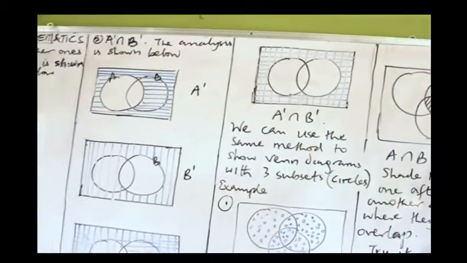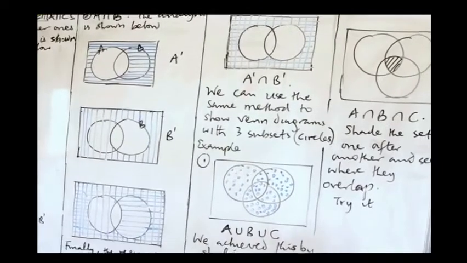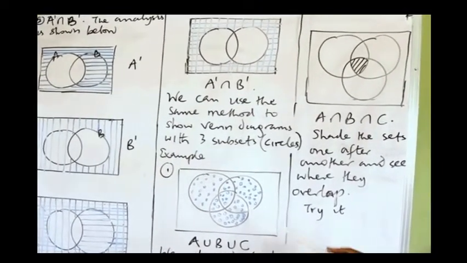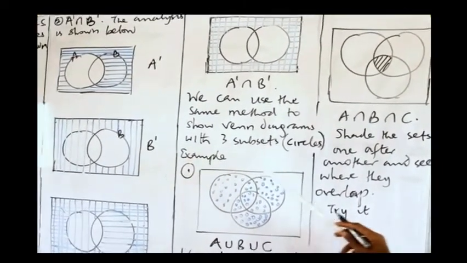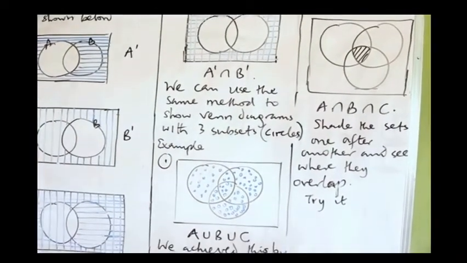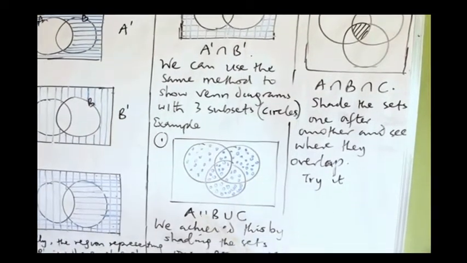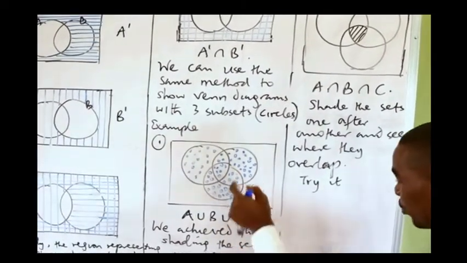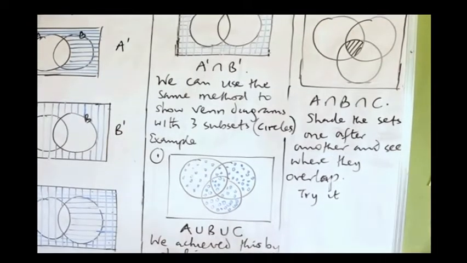Then we can go further to Venn diagrams involving three subsets. In that we have three circles. Each of the circles represents each subset. And that's what we have on the board. This one is A union B union C. We achieved this one by using the former method.